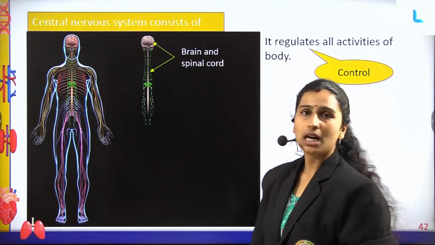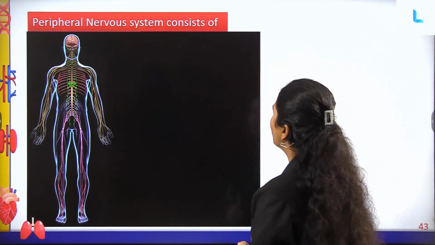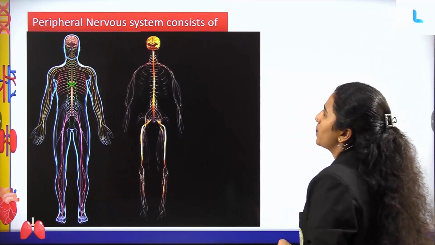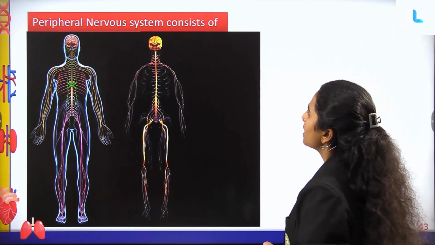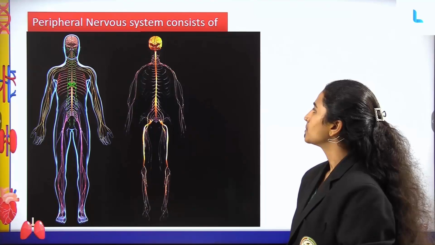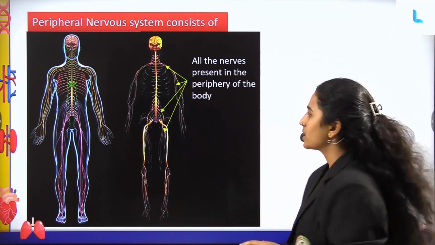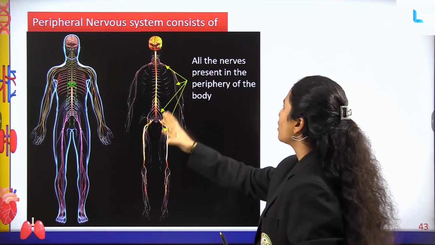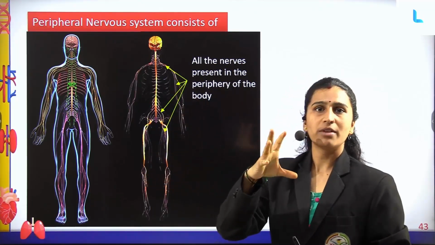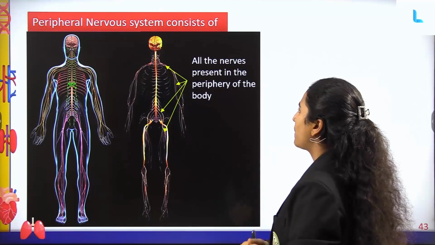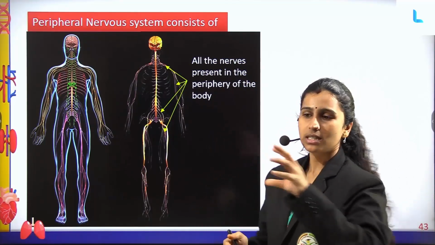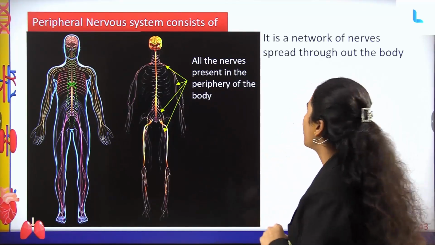So regulation is controlling of all the activities of the body. Now PNS, peripheral nervous system, consists of all the nerves of the peripheries of the body. The periphery of the body is the place where we move our body parts. So peripheral nervous system is for the movement of our body parts.